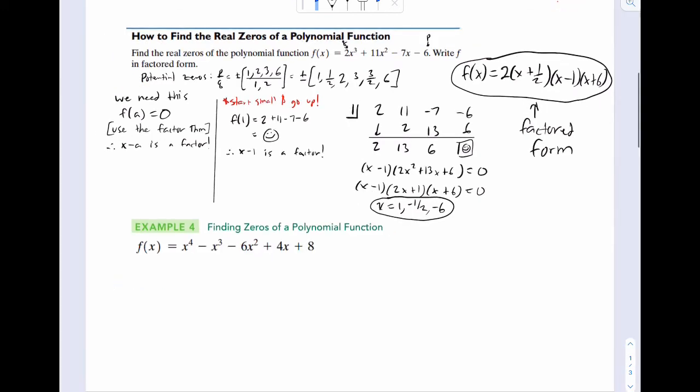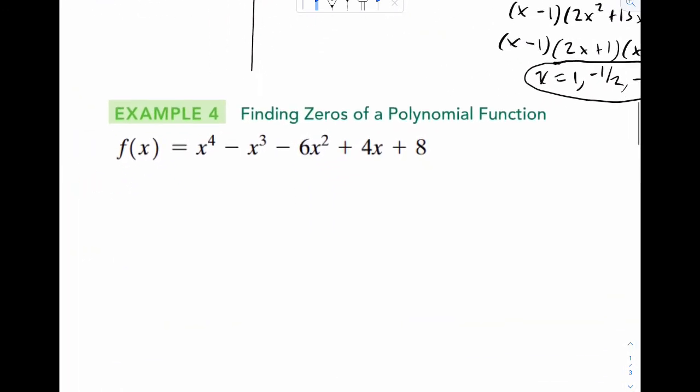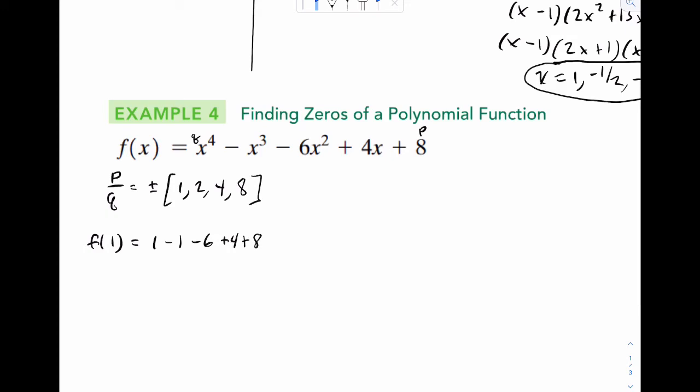Hey, let's try a harder one. This one's going to be 4th degree. So first, we're going to start with our potential zeros, our P over Q. So plus or minus, remember here's your P, here's your Q. Q is 1, so that's convenient. So I know it's just going to be plus or minus 1, 2, 4, or 8. Okay, now we got to check. So let's plug in 1. So f of 1, that's going to be 1 minus 1 minus 6 plus 4 plus 8. Already we can see that this is not going to be 0, so that means 1 doesn't work.